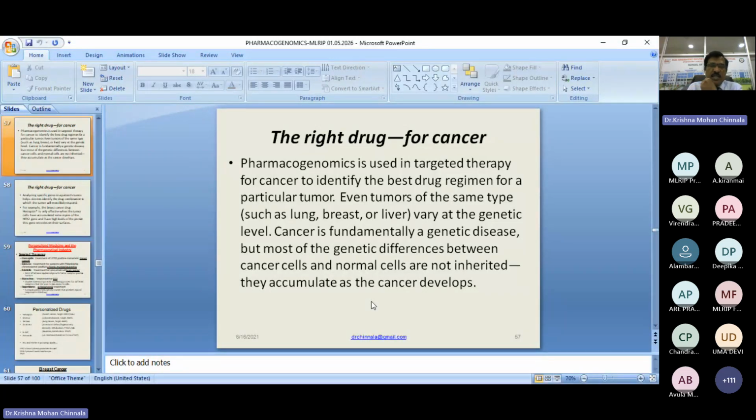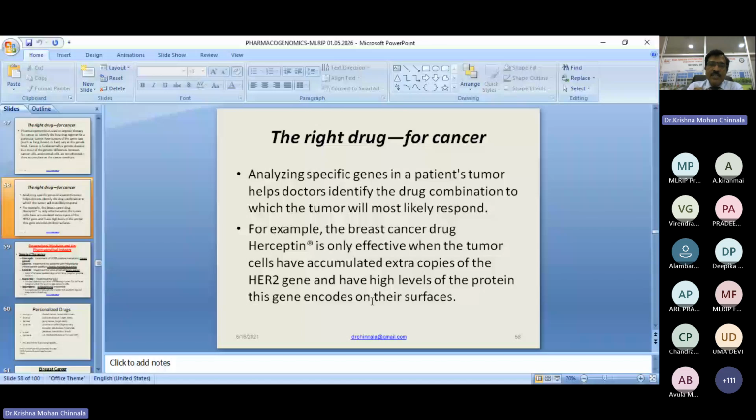including cancerous cells. Analyzing specific genes in a patient's tumor helps doctors identify the drug combination to which the tumor will most likely respond. For example, the breast cancer drug Herceptin is only effective when the tumor cells have accumulated extra copies of the HER2 gene and have high levels of the protein this gene encodes on their surfaces.